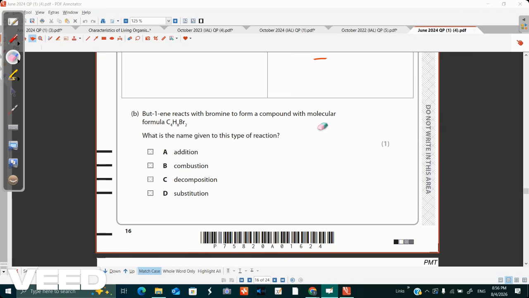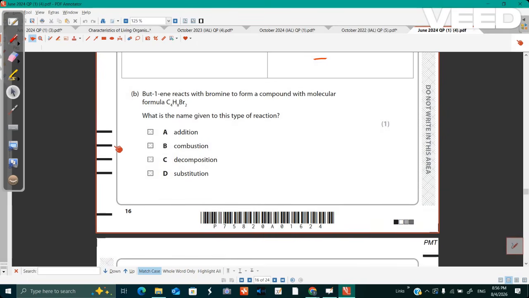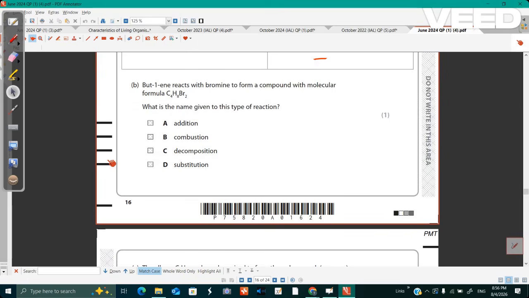But-1-ene reacts with bromine to form a compound with molecular formula C4H8Br2. What is the name given to this type of reaction?